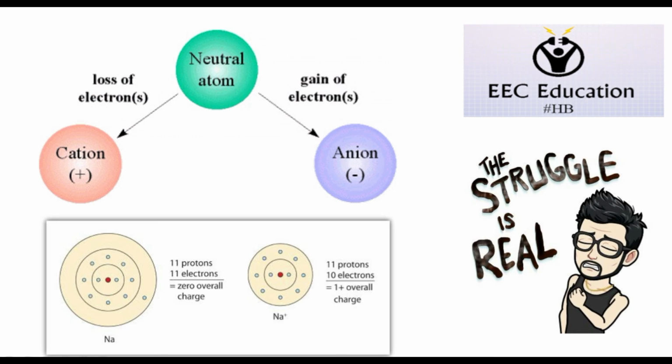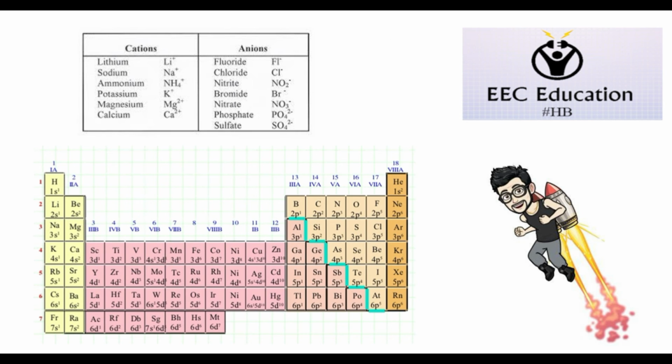For example, the Na atom has the same number of protons and electrons, so it has no charge. In other words, it has a neutral charge. On the other hand, the Na+ ion has 1 proton more than electrons, so it is positively charged. Sodium Na+ and ammonium NH4+ are examples of cations, whereas fluoride ion F- and chloride ion Cl- are examples of anions.